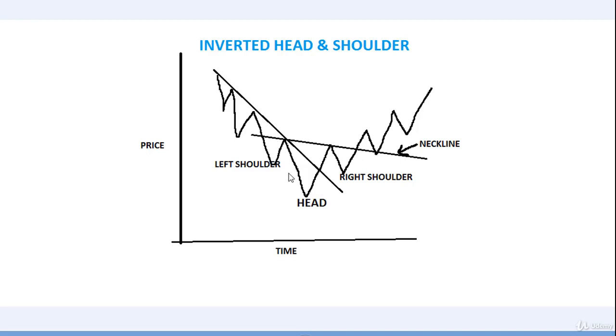The left shoulder is formed usually at the end of an extensive decline. At the end of the left shoulder there is a small rally and this rally usually occurs on low volumes. The head is then formed and finally the right shoulder is formed by a rally. A neckline can be drawn across the top of the left shoulder, head and right shoulder.